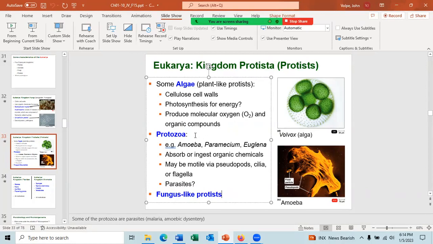Protozoa are the most important members of the kingdom Protista because the protozoa can cause human disease. Infectious human disease, I should add.